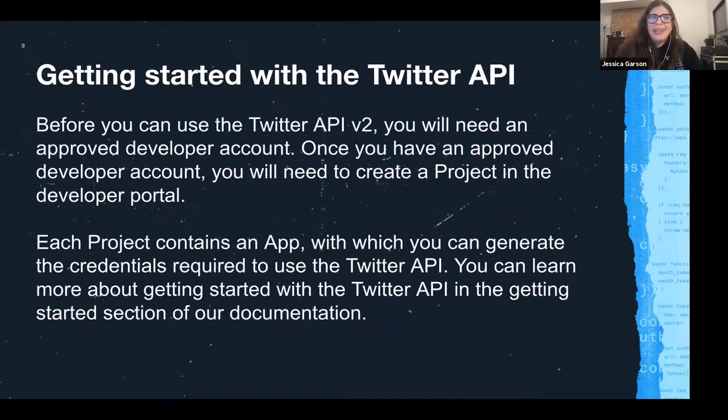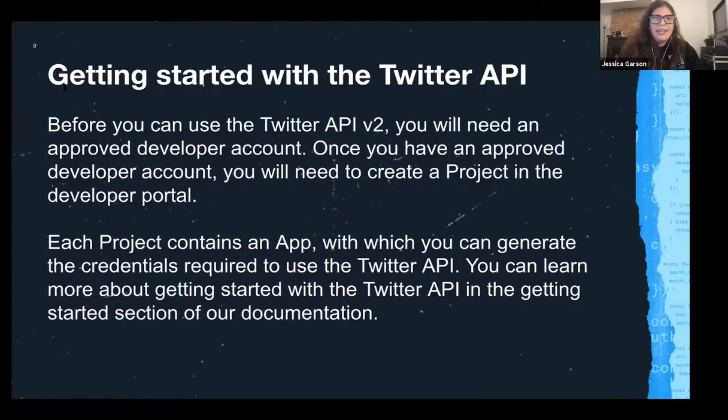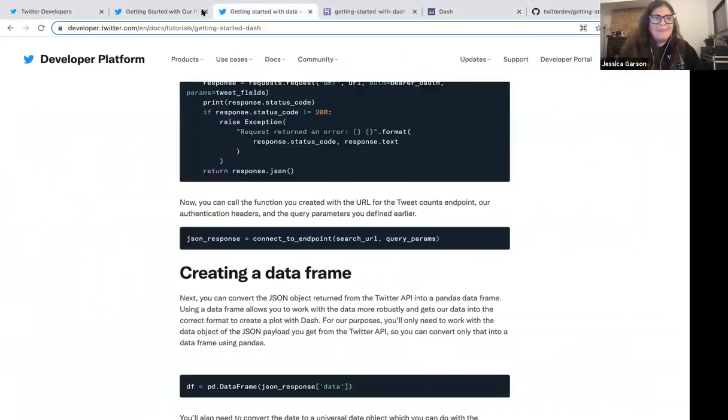So let's talk a little bit about getting started with the Twitter API. Before you can use the Twitter API v2, you will need to have an approved developer account. Once you have an approved developer account, you'll need to create a project in the developer portal. Each project contains an app, with which you can use the credentials to use the Twitter API. We have getting started guides in our documentation and all of that. I think I have some windows open.